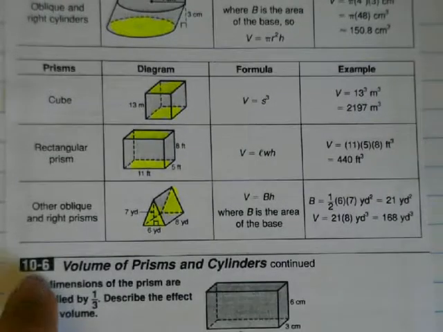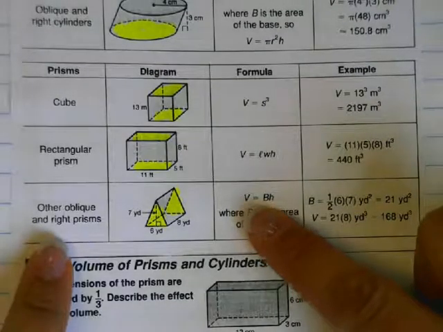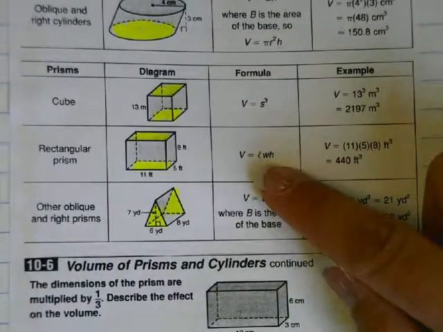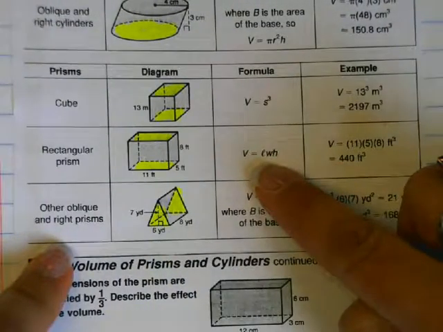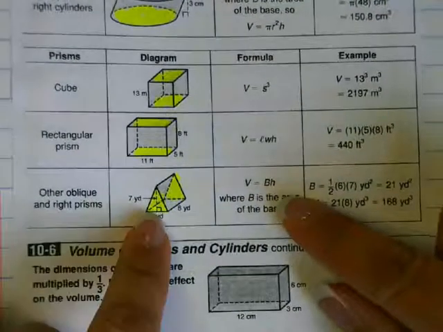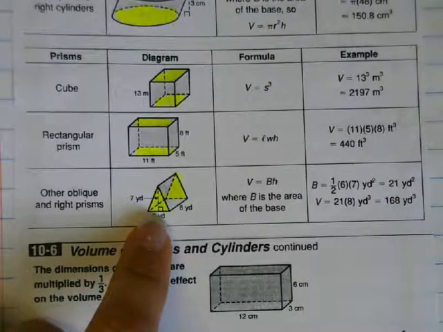On other oblique and right prisms, this is the formula, which is area of the base times the height. If you think about it, it's the exact same thing here. Area of the base is length times width, and then you use your height. So it's either way, big B times H. Here you have to figure out what is my base, what is the shape of it, and what formula do I use to find the area of my base.